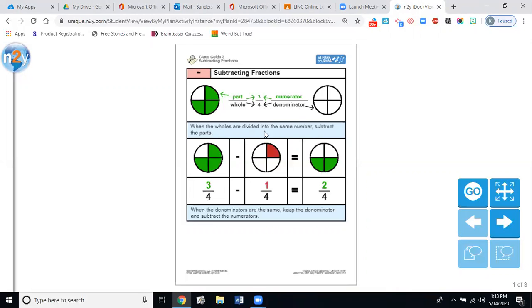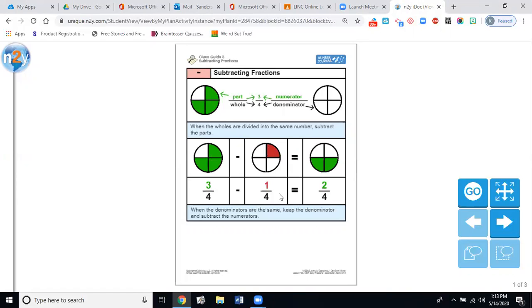Okay, when the wholes are divided into the same number, subtract the parts. So here we have 3 shaded parts, but the circle contains 4 parts. So 3 of the 4 parts are shaded. Minus, here we have 1 part shaded out of 4 parts. There are 4 parts to this whole circle. So 1 out of 4 is shaded.